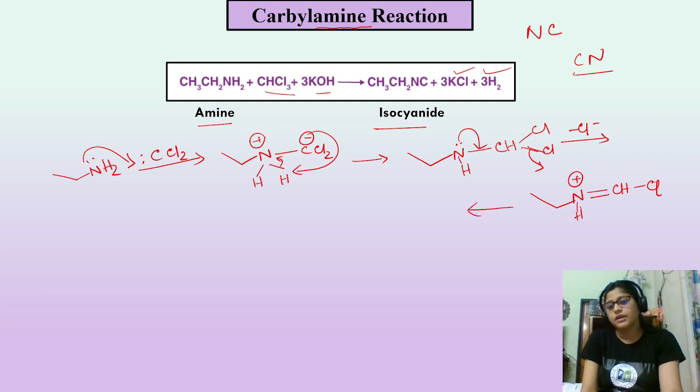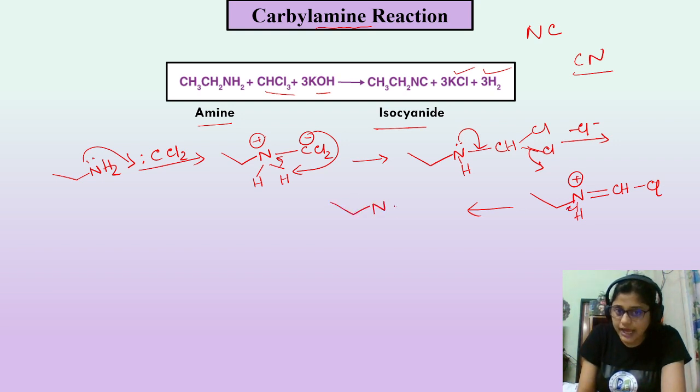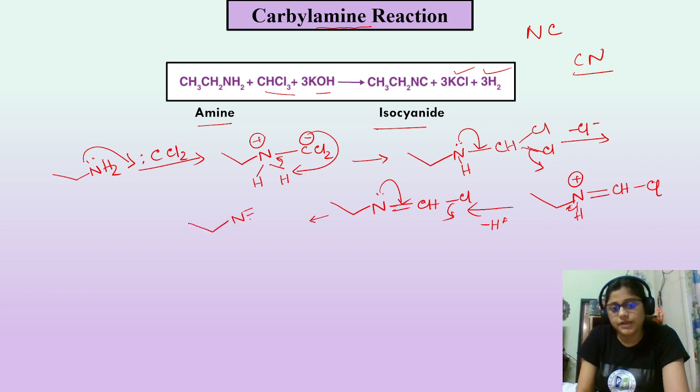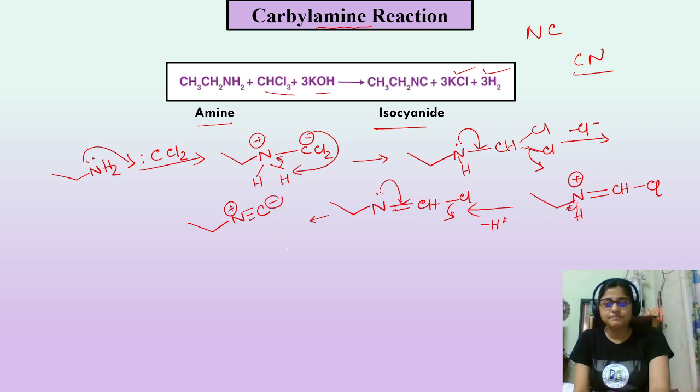So now this H will be removed, H is removed as H plus, so that it will be neutralized. Now CHCl, one Cl is again here, and it has the lone pair, so it will go to this and Cl will be lost. That's how it is forming the NC bond. This is positive, and this is negative. Fine.